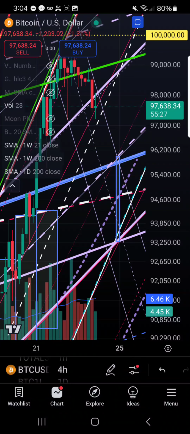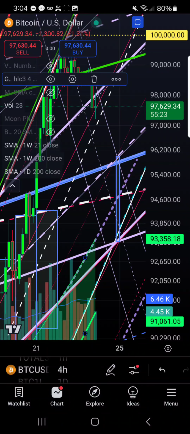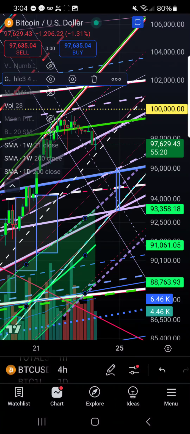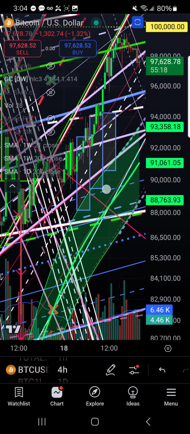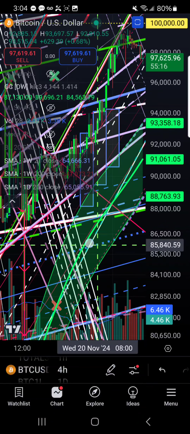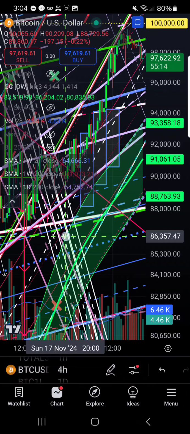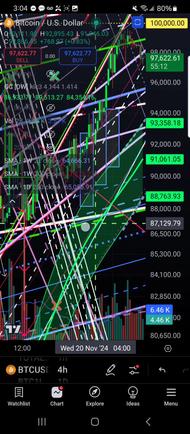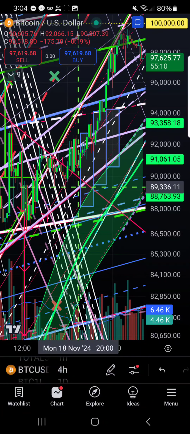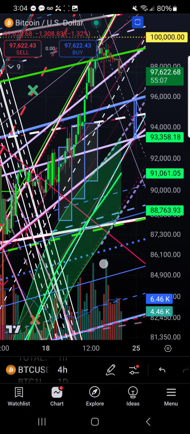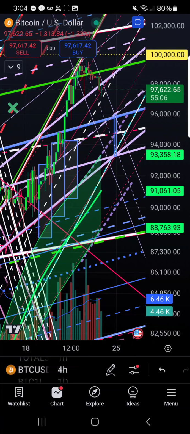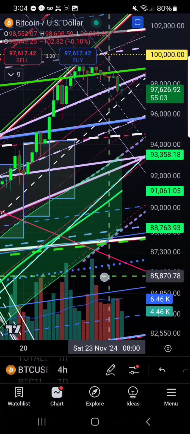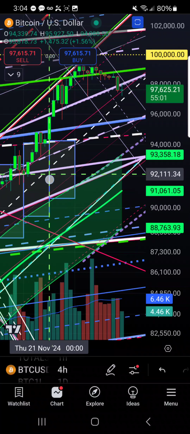Now, if you've been following along, you know that I'm big on the 4-hour Gaussian channel. I'm not big on it, but I've been paying attention to it lately since we've been approaching it for the past week. And there it is. I just turned it on, and I even made these boxes.